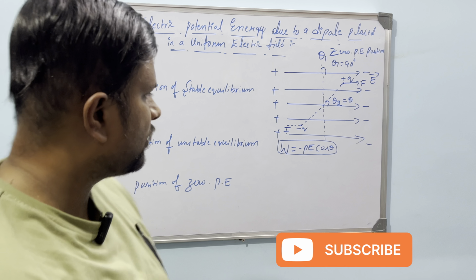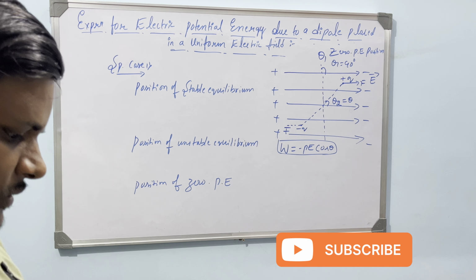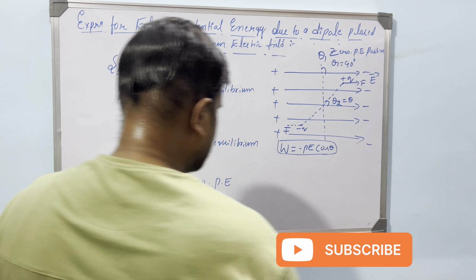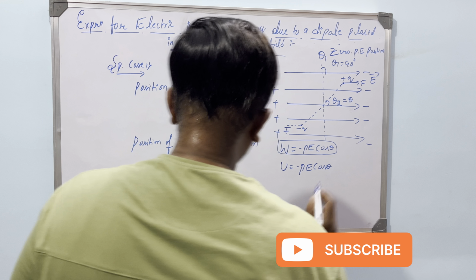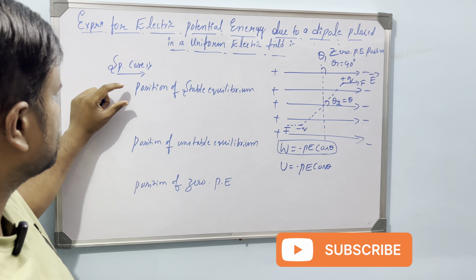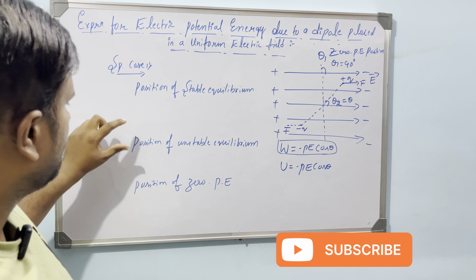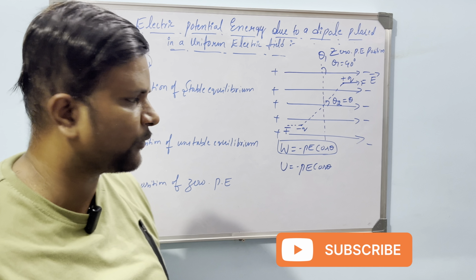Now finally we got W is equal to minus PE cos theta. This can also be taken as U is equal to minus PE cos theta. Based on this expression we will get three special cases: the position of stable equilibrium, the position of unstable equilibrium, and the position of zero potential energy.